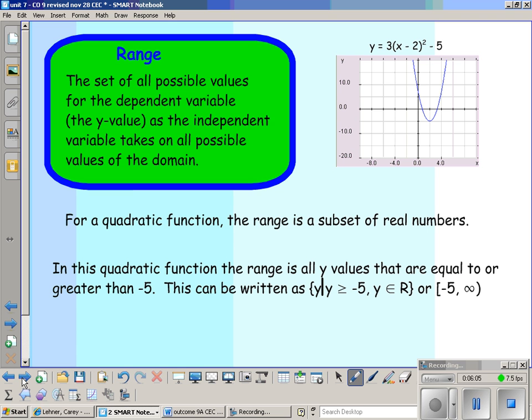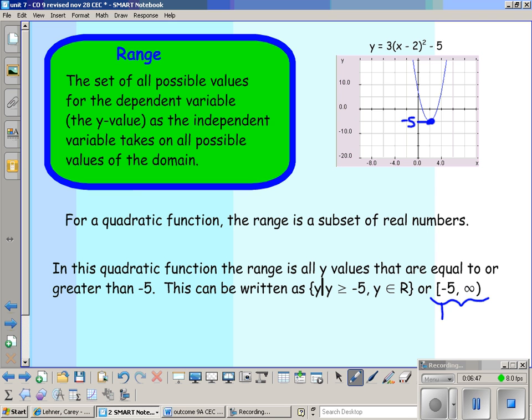The range is the set of all possible values for the dependent variable, which is the y value, as the independent variable takes on all possible values of the domain. For a quadratic function, the range is a subset of real numbers. Because a parabola has a vertex, we do not go from positive to negative infinity, but you are going to go in one of the directions. Interval notation is probably the easiest way to write this. And what you do is you look at where your vertex is, and you find its y value. That is your highest or your lowest point.